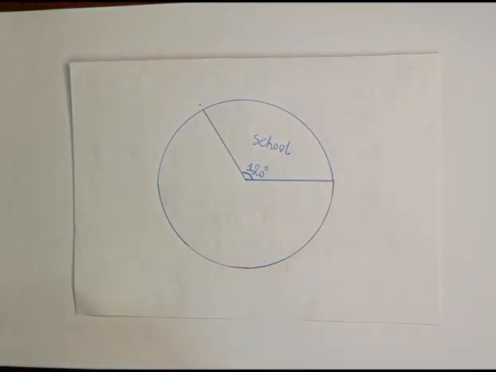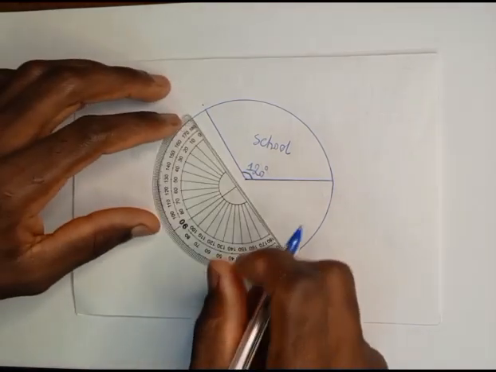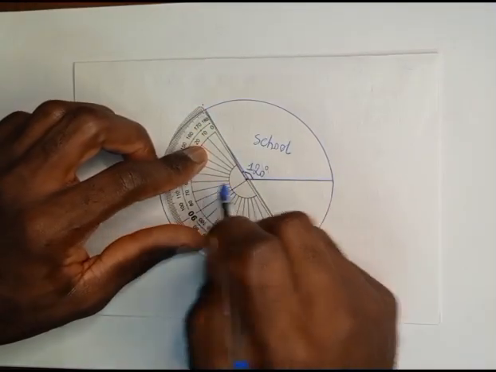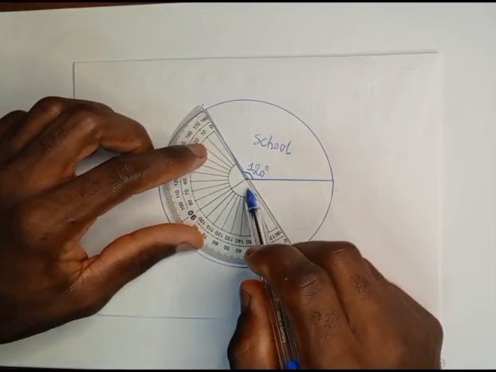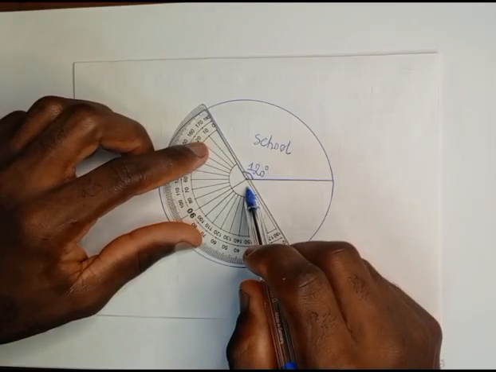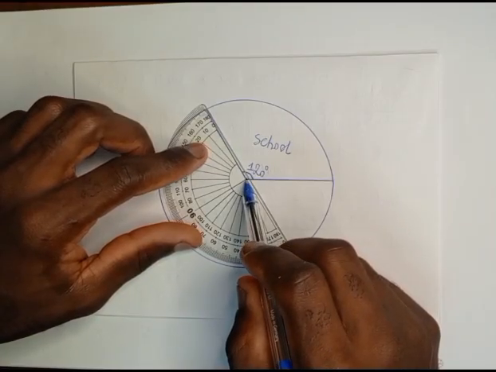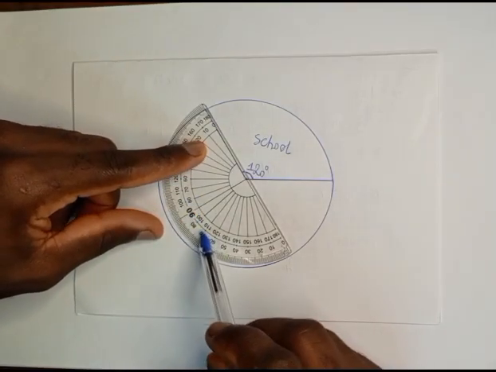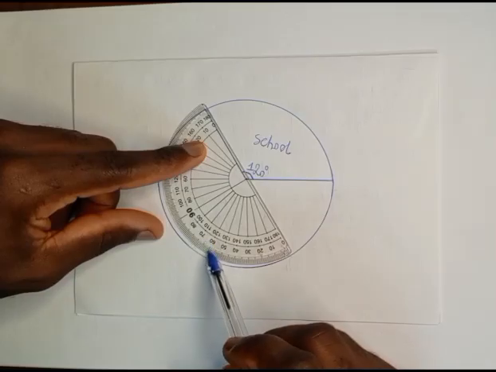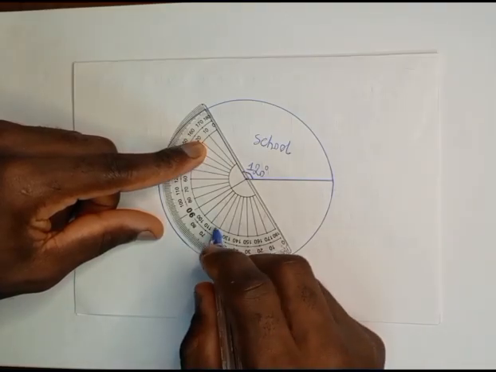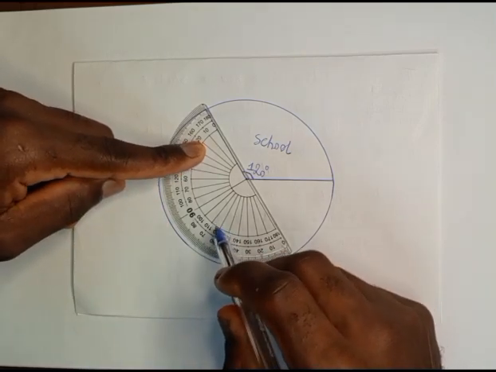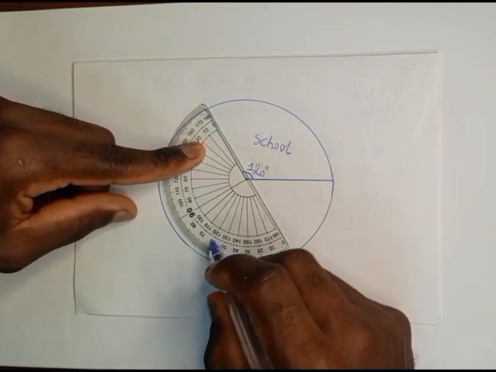Next, we have to represent the sector angle for sleeping, which is 120 degrees again. We are going to place the center of our protractor at the center of the circle. Then we control the zero mark to lie on this radius as such. Then we read the 120 degrees again. Okay, you see this is 90, this is 100, 110, this is 120. So we are going to put a dot where we have 120. This is it. We put the dot here.